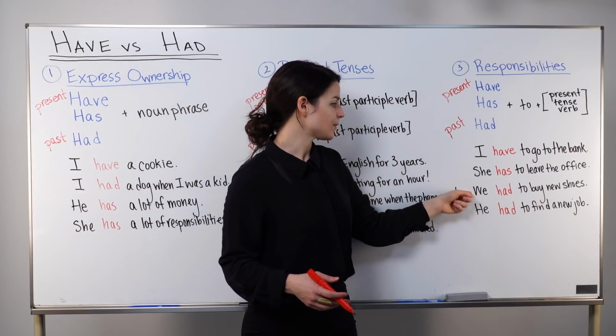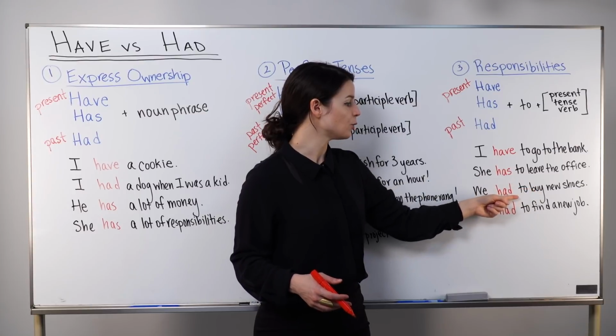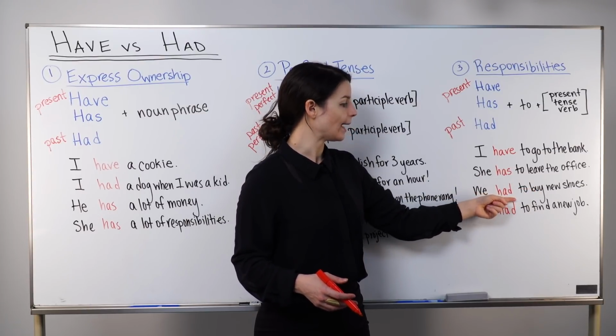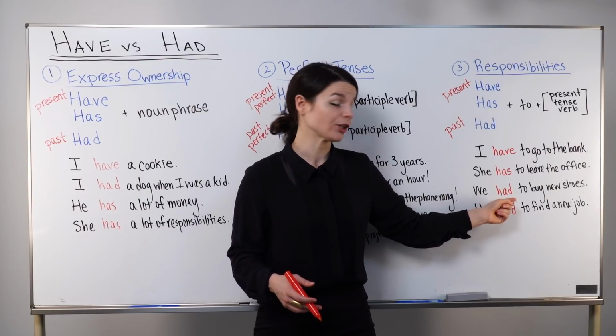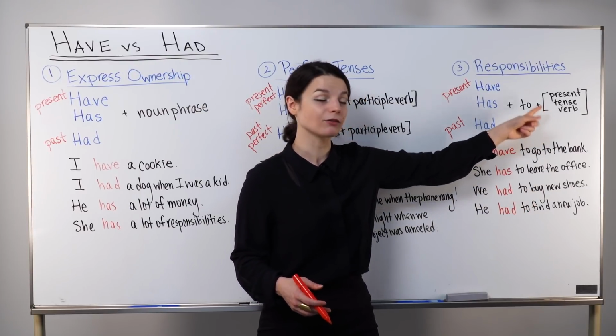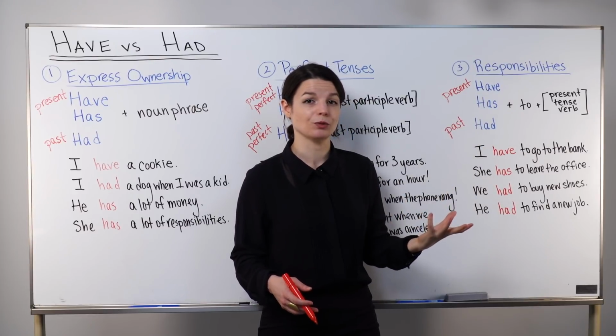Past tense examples. We had to buy new shoes. So we is the subject. Had shows it's a past tense expression. To connects to buy, my present tense verb. We had to buy new shoes.